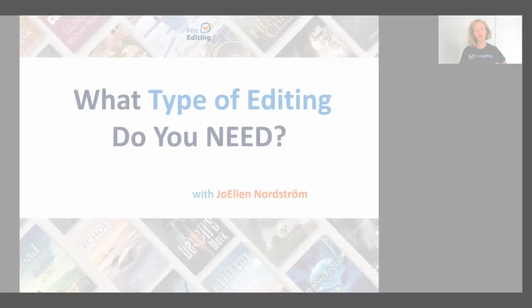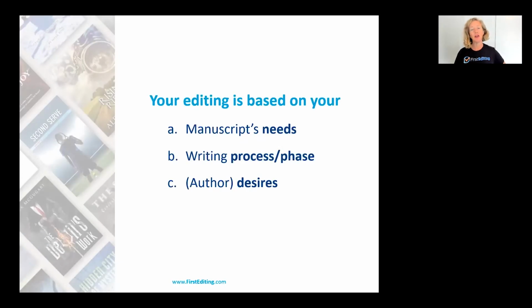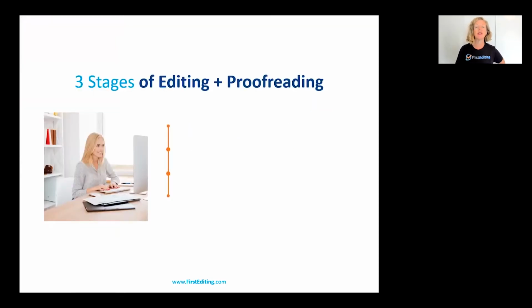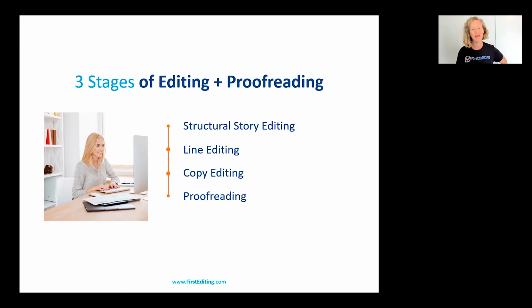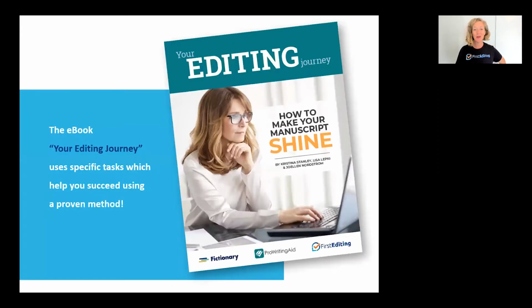What type of editing do you need? Your editing is based upon your manuscript's needs, where you are in the writing process, and what you desire from your editor. There are 3 stages of editing. There's structural editing, line editing, and copy editing. Once you've completed formatting, you can then proceed with professional proofreading. If you'd like to read more, download our ebook and we'll cover this more in depth.